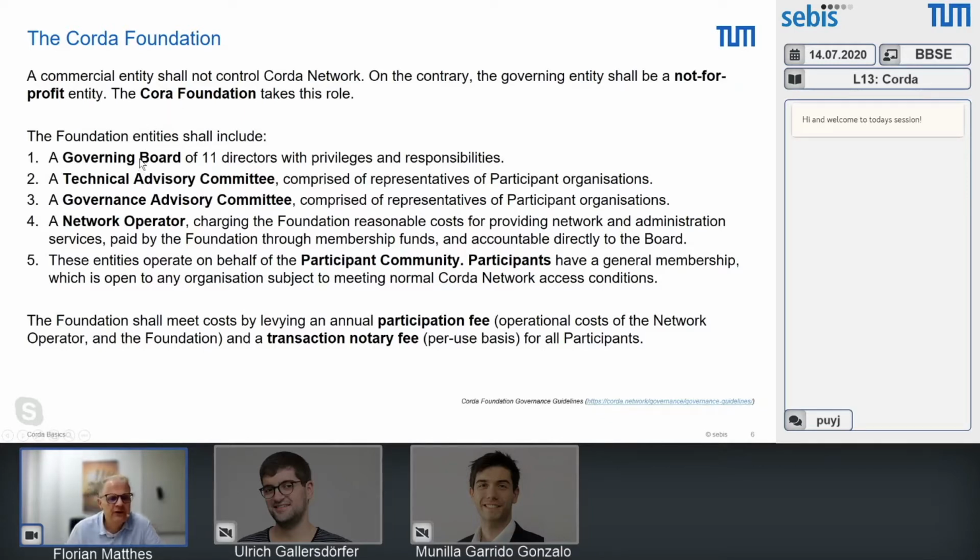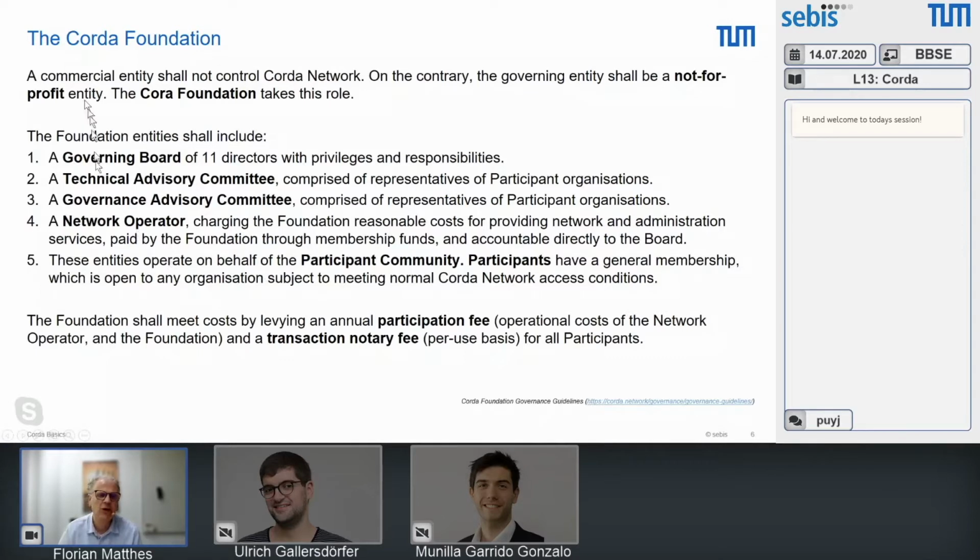Okay, so therefore the foundation consists of a governing board of 11 directors, a technical advisory committee, a governance and advisory committee, and a network operator, which is the infrastructure community, which runs the infrastructure and gets paid by the foundation, and they are then doing this on behalf of the participant community. Yeah, and participants are then the banks or whoever wants to run Corda applications.